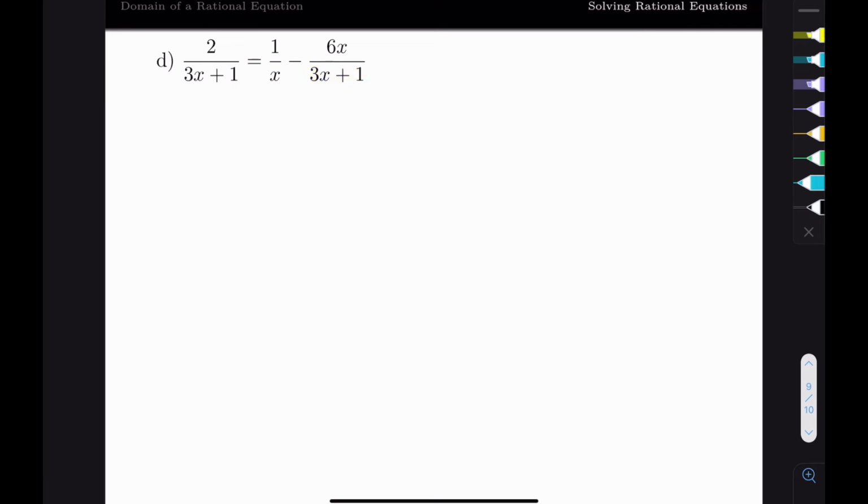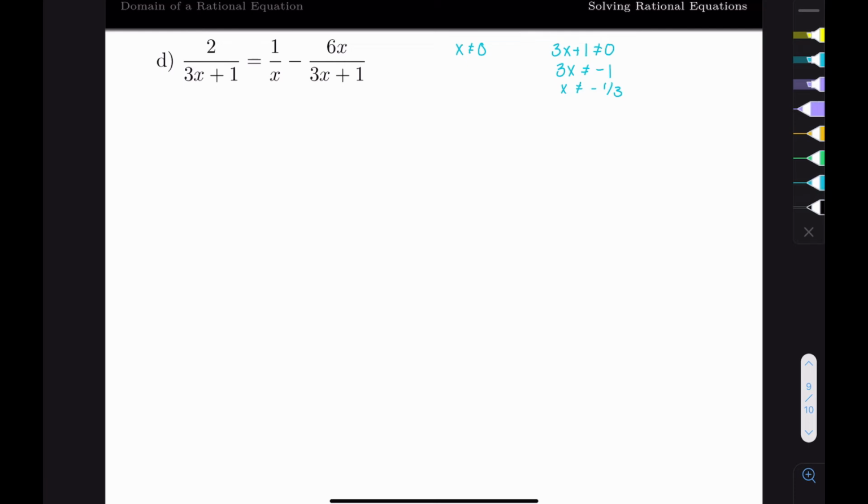So to find my problems, we set each not equal to 0, so x can't equal 0. And then my other denominator can't equal 0. So if you subtract the 1, you get 3x can't equal negative 1. And then divide by 3, negative 1/3 also poses an issue. So these are the two values that my x cannot equal.